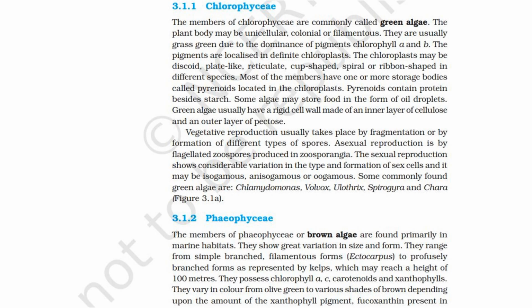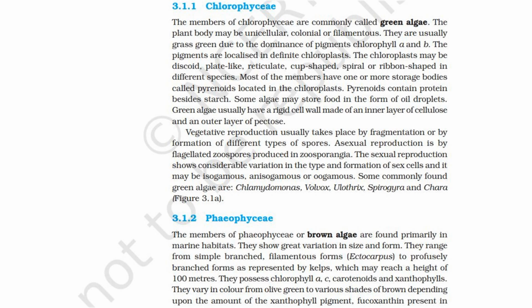Phaeophyceae. The members of Phaeophyceae, or brown algae, are found primarily in marine habitats. They show great variation in size and form. They range from simple branched, filamentous forms such as Ectocarpus to profusely branched forms as represented by kelps, which may reach a height of 100 meters. They possess chlorophyll a, c, carotenoids and xanthophylls.